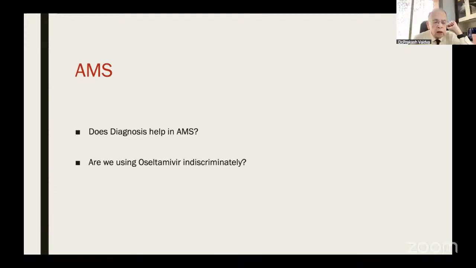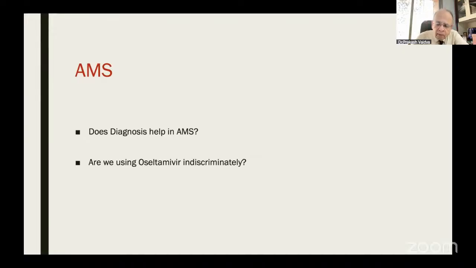There is interesting data from the UK: when they started doing flu swabs and giving oseltamivir, antibiotic prescriptions came down substantially, as they used to go up in the flu season because people were indiscriminately giving them over there. So this diagnosis does help in AMS.